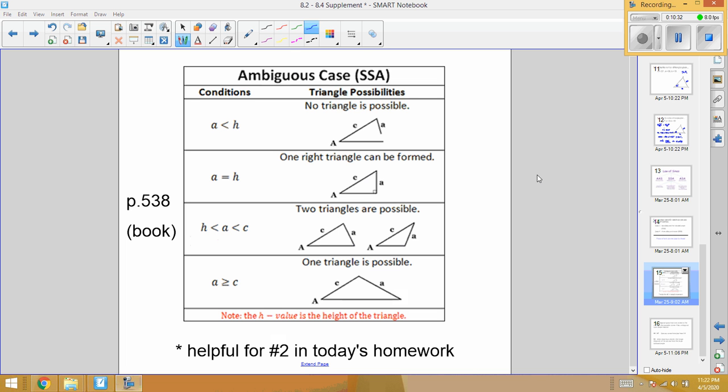I wanted to offer just a couple more tips or hints that can help you with today's homework. When you look at number 2, you might want to look at this chart. This is a chart that is found on page 538. I showed this chart to you on our first lesson last week and briefly looked at it with you. What it does is it helps you understand the ambiguous case and what happens that makes it so that there's no triangles or one triangle or two.